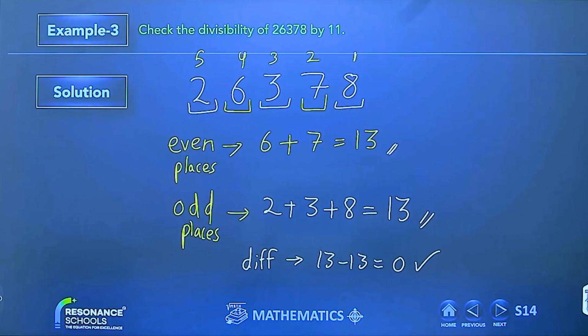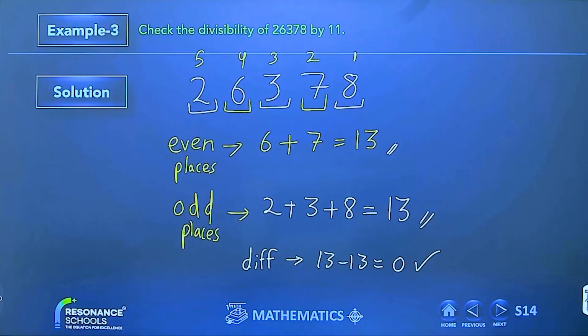1, 3, 5, 7. So what are the numbers at places 1, 3, 5, 7? Which is the first, third and fifth place? Which are the numbers for the first, third and fifth? 2, 3, 8. Add them.